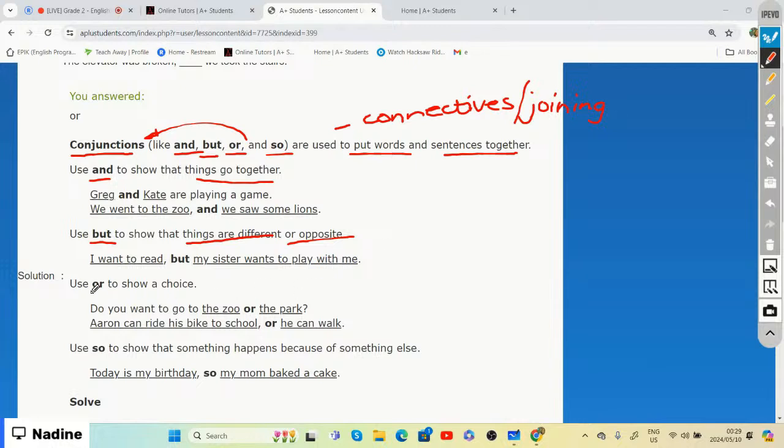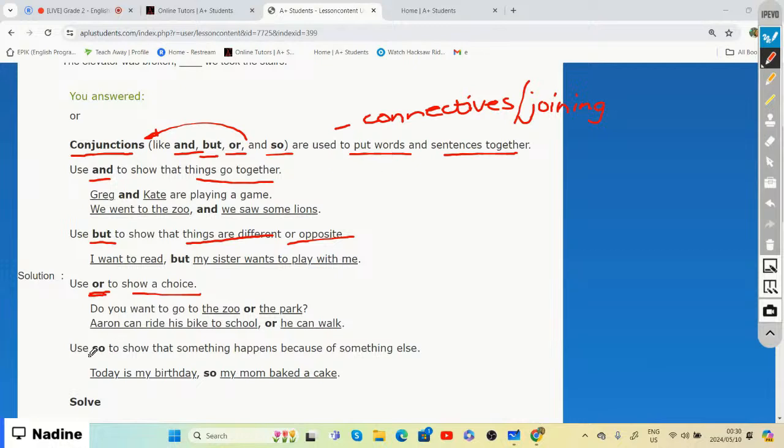Then we use or, and or is used to show a choice. It's like saying it's either this or it's that. We can go to the park or we can go to the zoo. We can go to the pools or we can go to the beach, like to the ocean, to swim in the beach, feel the waves, right? We can either play outside or we can play inside with our Xbox, right? That is or, and that shows a choice.